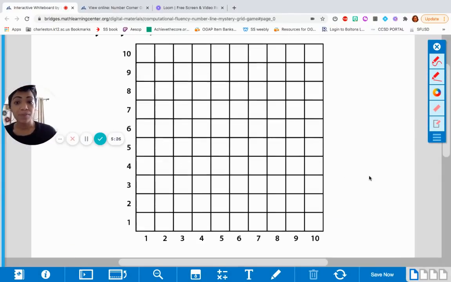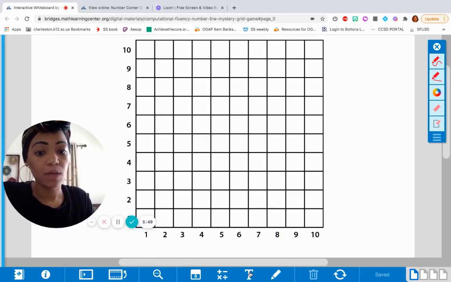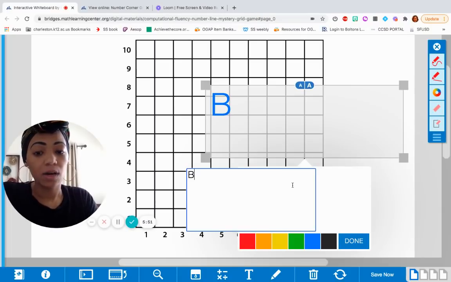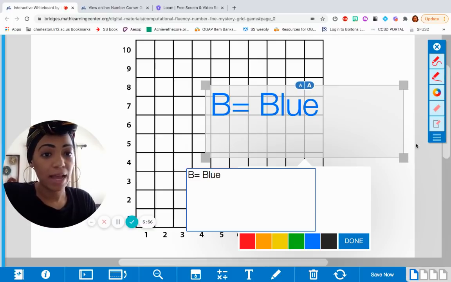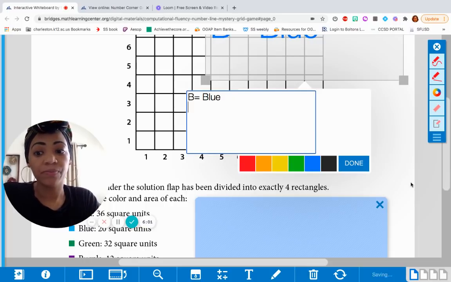And once you're there, I'm going to give you some free hints, okay? Some free hints that hopefully will help you start to think about where some of these colors might be and what the dimensions are for those colors. You may want to add a key on the side of your page so that you can keep track of the colors. Okay, B is going to be for blue.